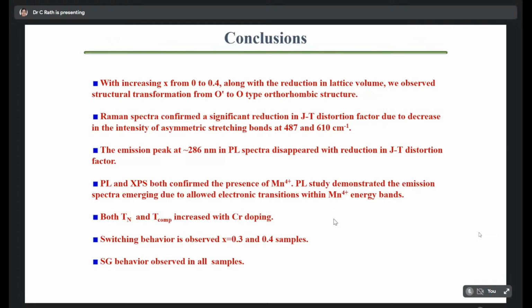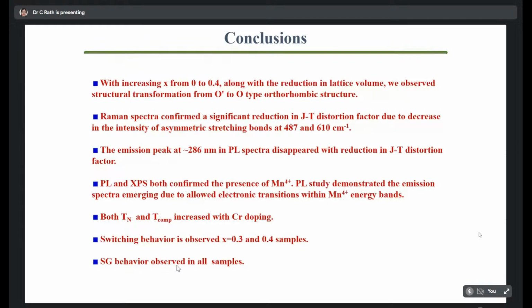PL and XPS both confirmed the presence of Mn4+, and the PL study demonstrated that the emission spectra emerge due to allowed electronic transitions within the Mn4+ energy band. Both TN and T compensation increased with chromium doping. Switching behavior is observed in x equal to 0.3 and 0.4. Spin glass behavior is observed in all the samples. This is just a very elaborate work.